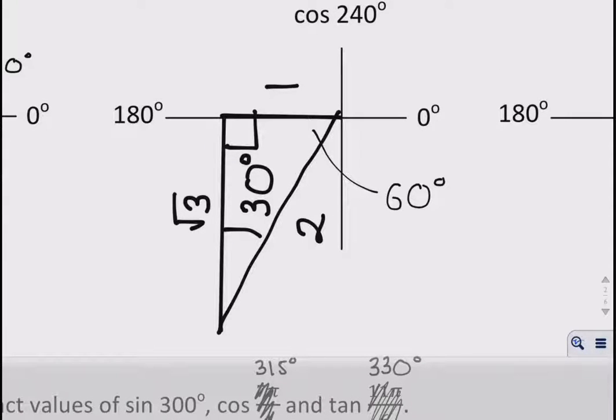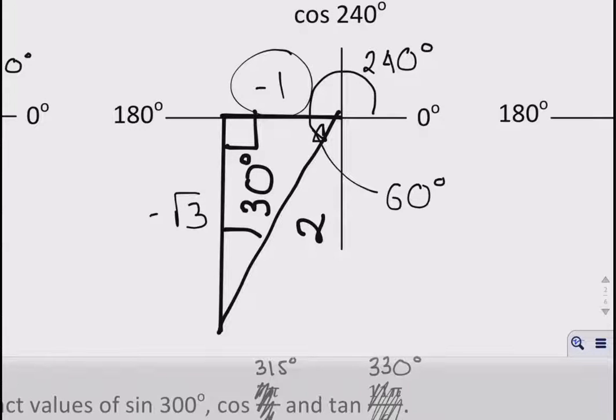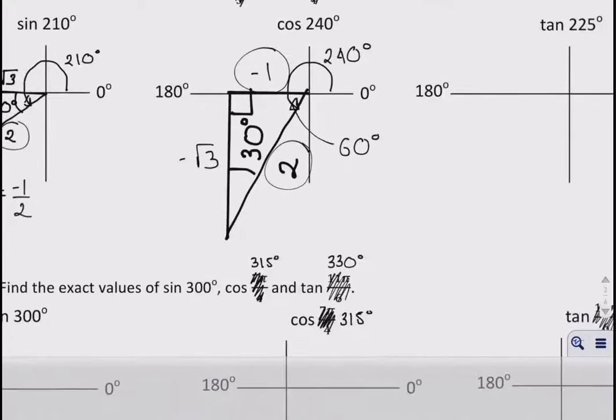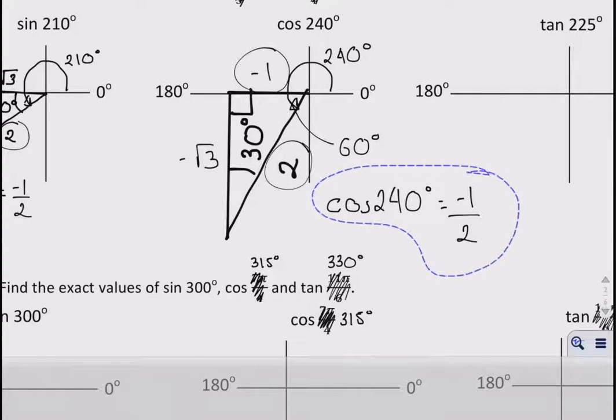And cos of 240 goes from 0 to 240. So this is 240. And again, based on my values and where I am in the plane, I know that cosine is adjacent over hypotenuse. So therefore, cos of 240 degrees is going to be negative 1 over 2. And I'll just move that over here.